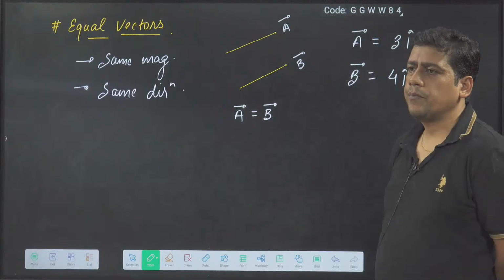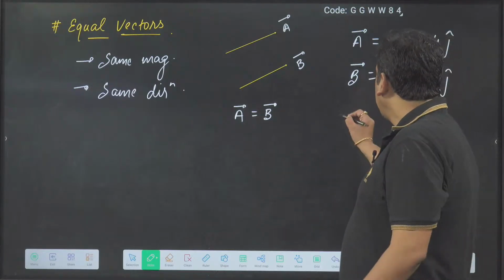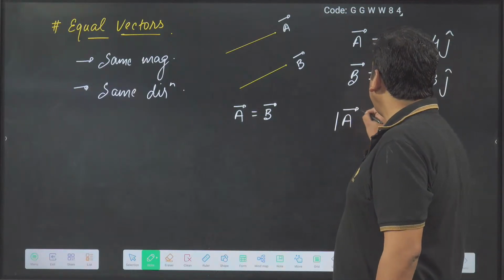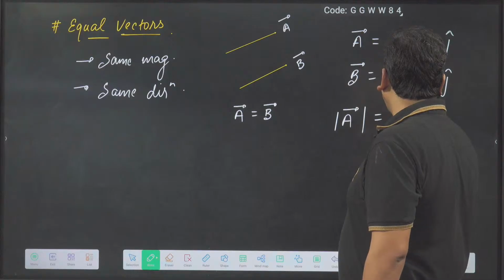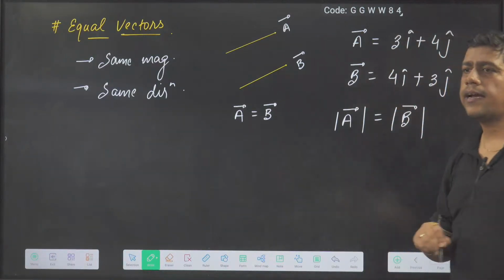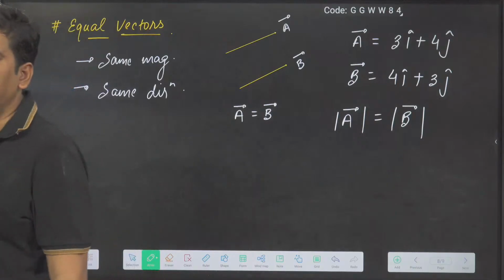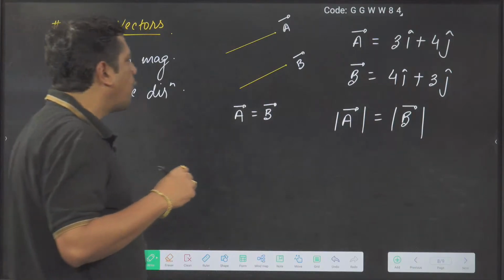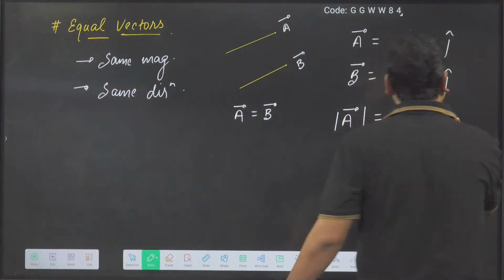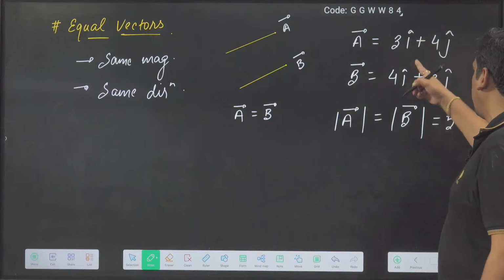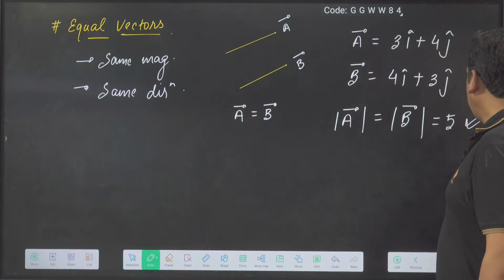But can we claim that magnitude of A vector is equal to magnitude of B vector? Can we claim that? This statement is correct or wrong? Correct or incorrect? This statement which I have written here: magnitude of A vector is equal to magnitude of B vector. Yes, and both is equal to 5. If you do the calculation, this is correct.